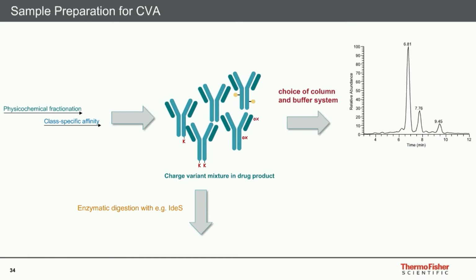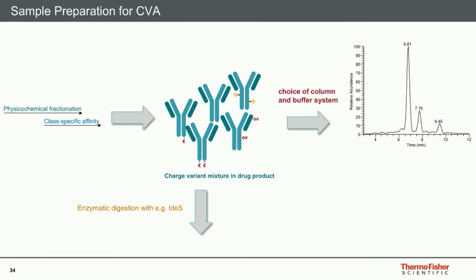There is, of course, also the opportunity to do that on the subunit level, which would then require an enzymatic digestion, for example, with IdeS as one of the examples. However, in my eyes, it's beneficial to perform the analysis on the intact protein level because it will keep the complexity to a minimum and will not add yet another level of complexity, which would be the case if you would perform an enzymatic digestion step.